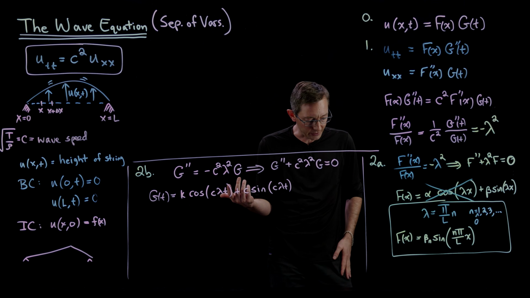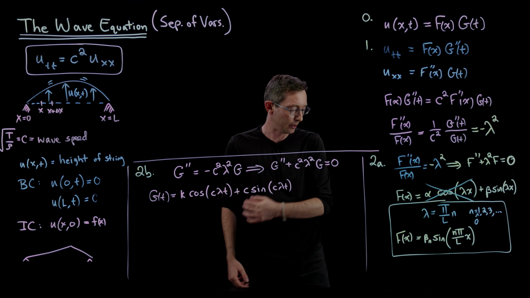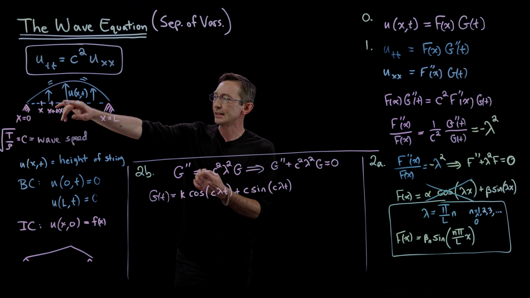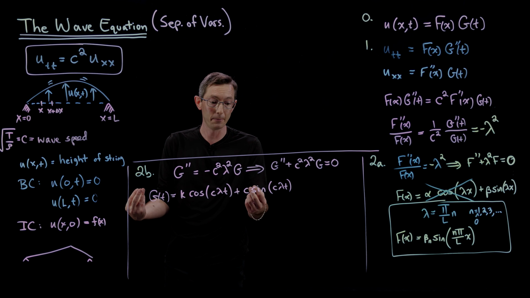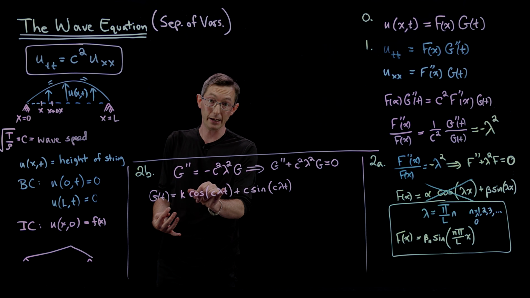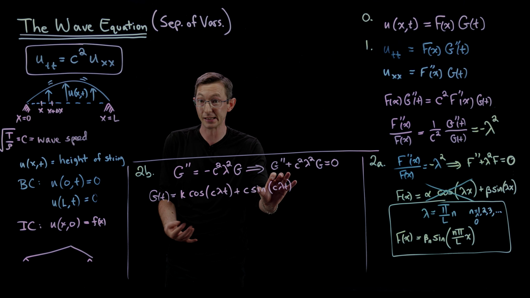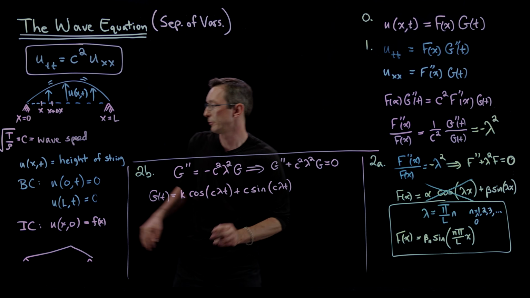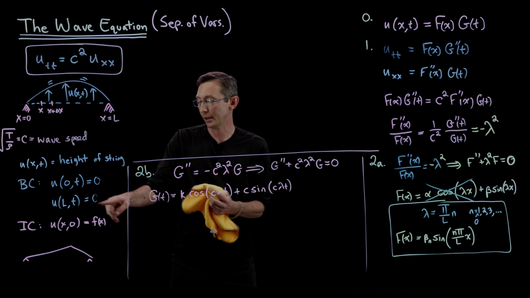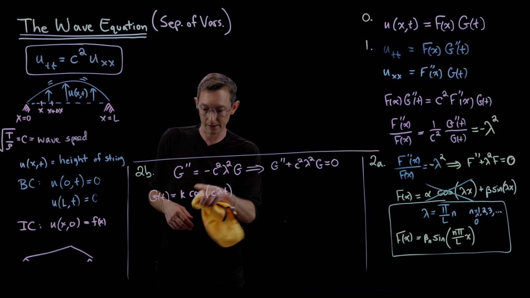And so now how do I figure out if this is cosine or sine or some combination? I would argue that because this thing starts with an initial condition, u of x comma 0 at time t equals 0, I'm really only considering the cosine portion of this, because sine of c lambda t is equal to 0 at time 0. So I'm only going to use the cosine portion of this to satisfy my initial conditions.